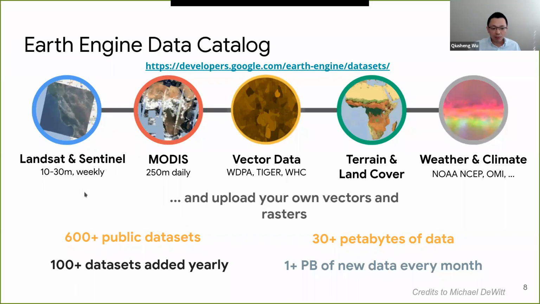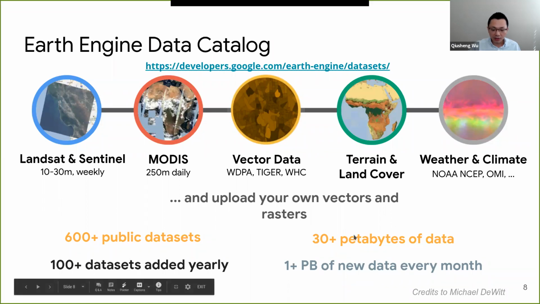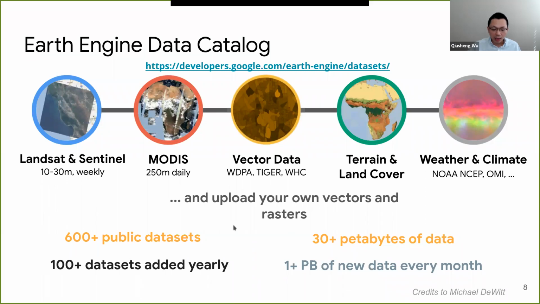And you can pretty much have almost all the common data: Landsat, Sentinel, MODIS, and climate and weather data, everything that you think of. If the data that you want is not available in the data catalog, you can upload data to your account, so you can still have access to the computational power of Earth Engine. And right now it has 30 petabytes, so it's still growing. And I highly encourage you to try this one out.